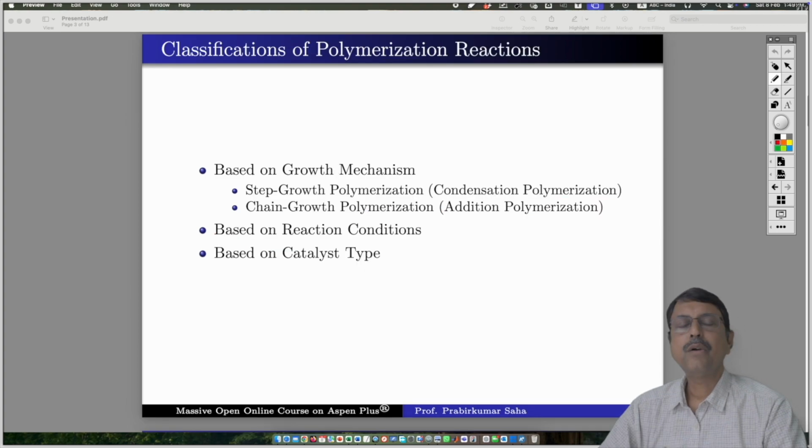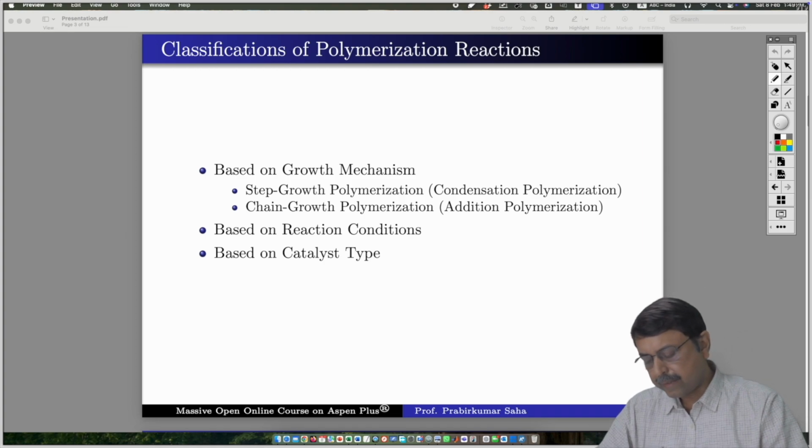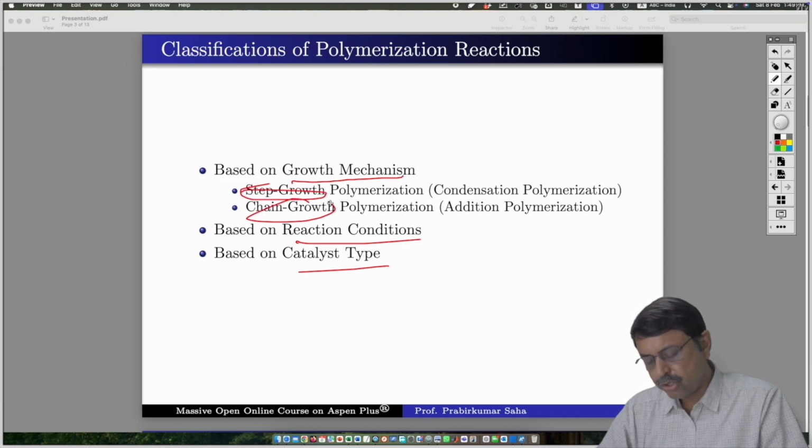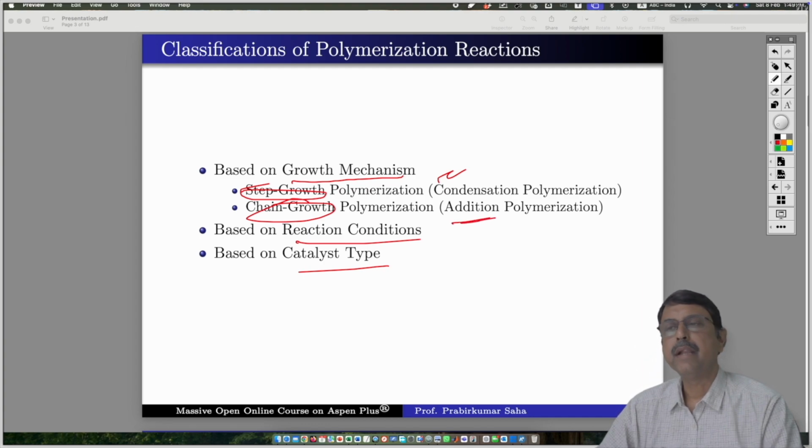learn it better. Now let us understand a few classification methods of polymerization reactions. The classification may be based on growth mechanism, reaction conditions, or catalyst type. In growth mechanism, there are two types: one is step growth, another is chain growth. Step growth is also called condensation polymerization, and chain growth polymerization is also called addition polymerization. We will discuss them in detail.